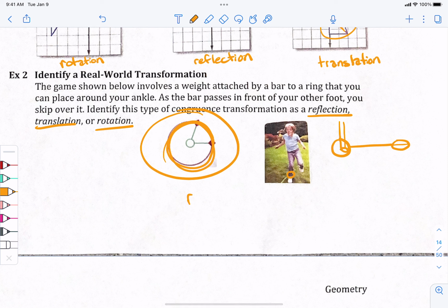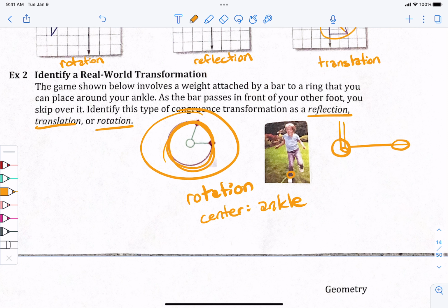Is this a reflection, a translation, or a rotation? Rotation. Okay, now, what is the center of the rotation? Skip-it circle. Your foot or your ankle. Okay, the center of rotation is where it's rotating around, which is your ankle. That's the center. Okay?